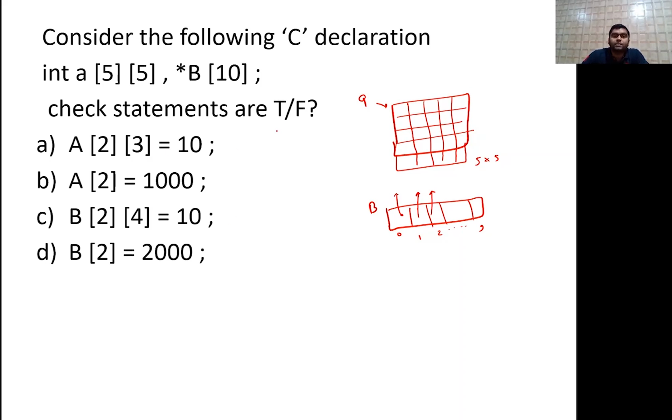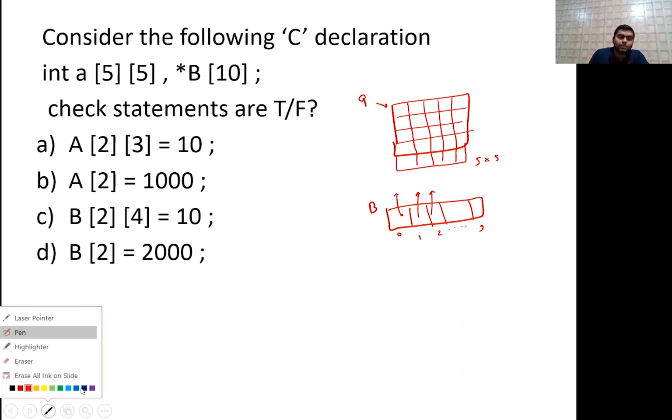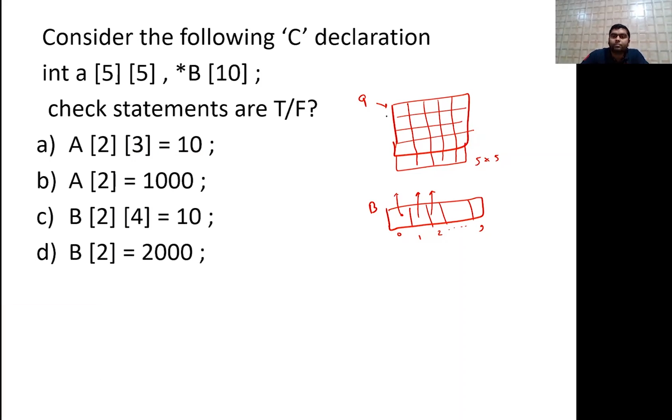Now check whether the statements are true or false. What is the first statement? A of 2 comma 3 equals 10. Yes, of course. So what is A of 2 comma 3? Rows 0 1 2, and columns 0 1 2 3 and 4. So 2 comma 3 is this position. What will be stored here? It stores 10. So this is a correct statement.